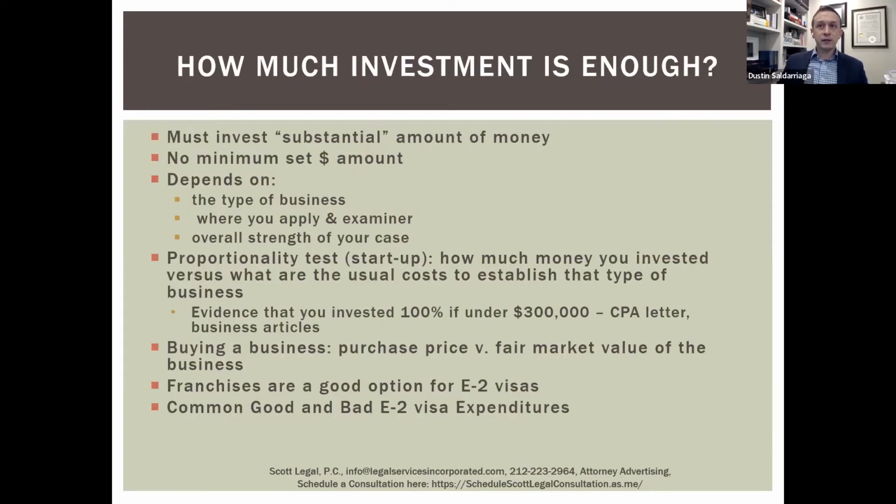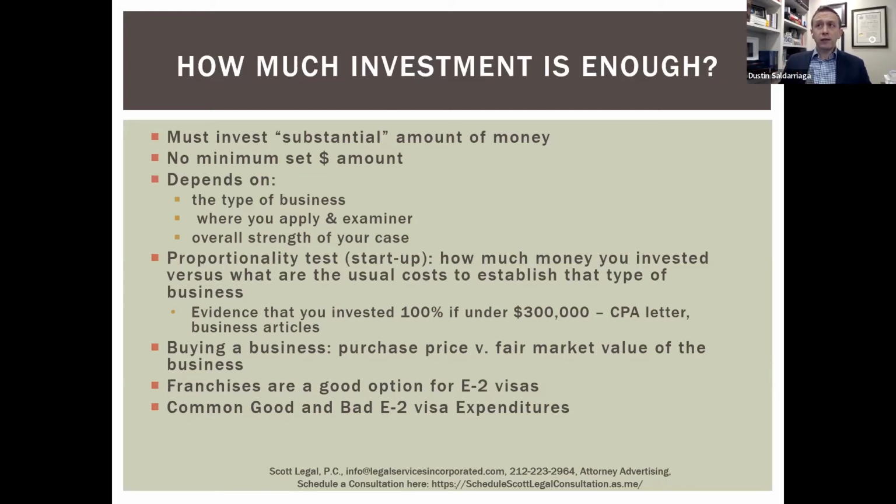So how much investment is enough? The government does not provide a bright line dollar amount. For example, with the EB-5 green card, there is a set dollar amount that if you invest that amount, you qualify based on the investment requirement. The E-2 visa is not like that. The government instead says that the investment amount must be, quote unquote, substantial. So what does that mean?